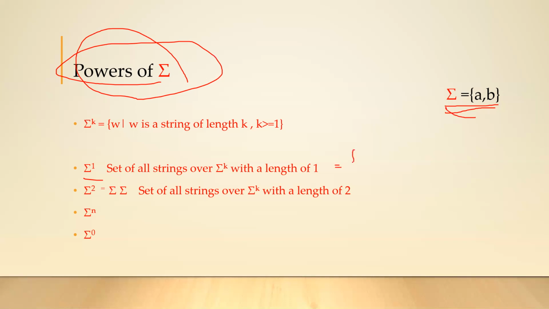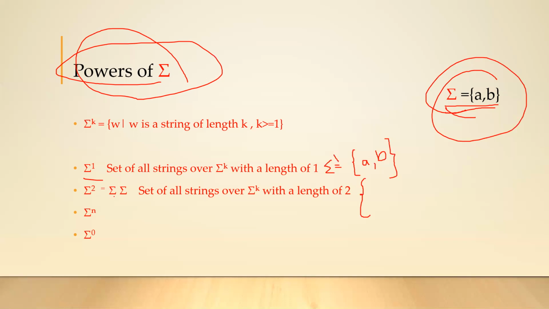So let's make it very simple. Think about all the possible strings which can be made from this particular sigma, which has a length of 1. So the only possible strings are, I can have either A or I can have B. I can think about no other string. So sigma raised to 1 is nothing but A comma B, the set of all strings which have a length of 1. So let's find out sigma raised to 2.